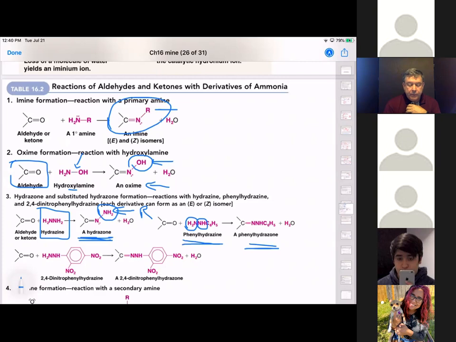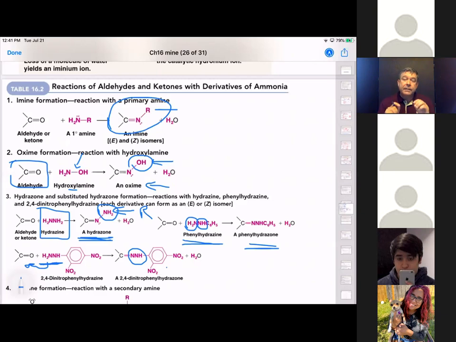Here's another example right here, all drawn out. Again, we have to have those two nitrogens. One nitrogen loses water, forms that double bond with the carbonyl. The other nitrogen is bonded to the nitrogen and two other things, in this case, a hydrogen and a phenyl ring. And these are also used as kind of a qualitative test to figure out whether you have an aldehyde or a ketone on a substrate.